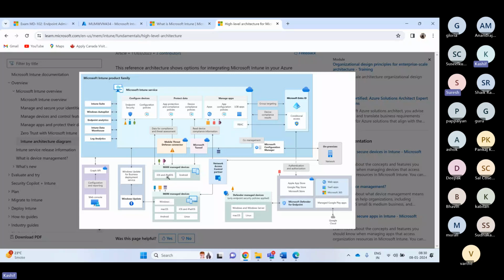MAM, you can manage applications on iOS, iPad, Android, right? Then you can also deploy updates to the devices through Windows Update for Business, right? Then you have endpoint security, configuration policies, app protection policies, device compliance policies, application deployment, app configuration policy, line of business application, group targeting, device compliance result, conditional access. All these things we are going to do. When we start doing the practical, we will see how the things are working in the backend.